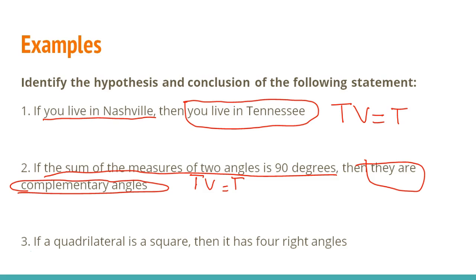And the last one I'll have you look at quickly, and then I will start talking after I give you a second to pause. Okay. Our hypothesis in this, right after the if, is a quadrilateral is a square, and the conclusion is it has 4 right angles. And once again, this is also true.